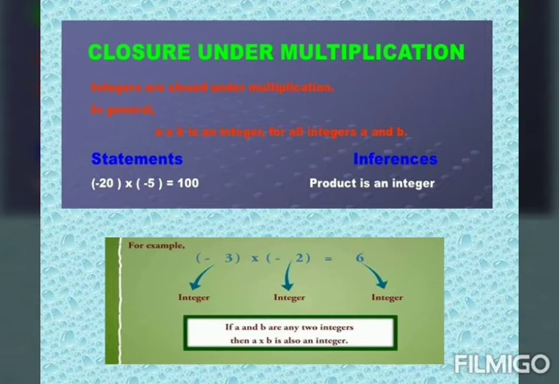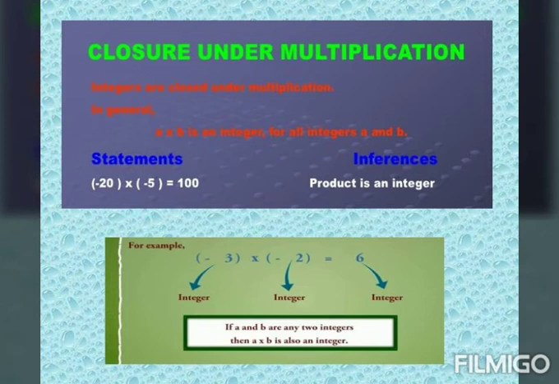Now we are going to check whether integers are closed under multiplication. Let us consider two integers 2 and 3. 2 3s are 6. So 2 and 3 are integers and 6 is also an integer. So it is closed. Another example, minus 20 into minus 5. Here the product is plus 100. It is also an integer. So the closure property is true for integers.